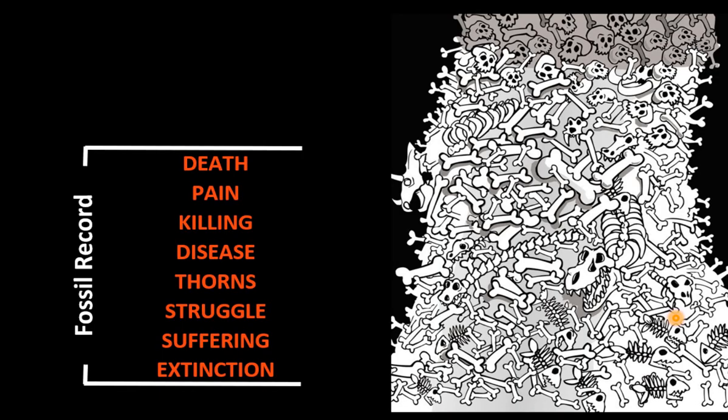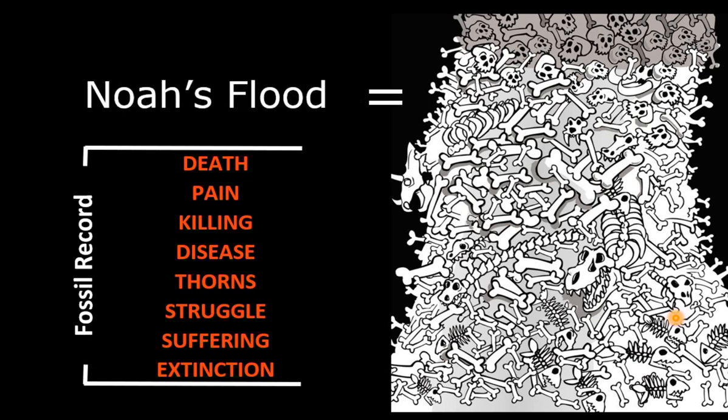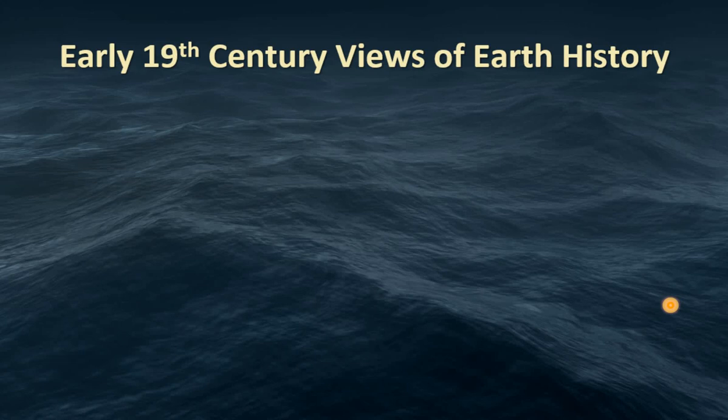Evolutionists say millions of years of death, pain, killing, disease, thorns, struggle, suffering, and extinction caused the fossil record. But the Bible says Noah's flood caused all this death, pain, killing, disease, thorns, and struggle. So you can see the difference in worldviews. Now, early 19th century views of Earth history.